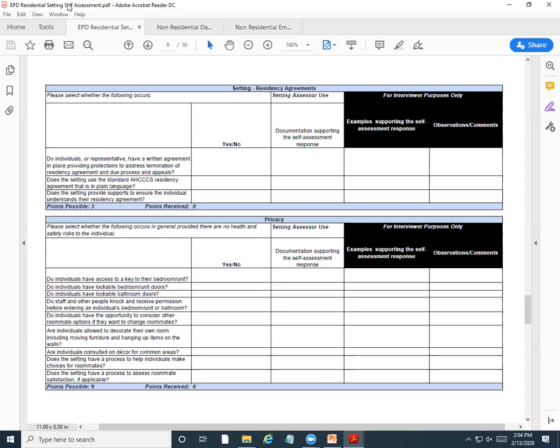Does the setting have a process to help individuals make choices for roommates? And does the setting have a process to assess roommate satisfaction? Again, the roommate issue is if it's applicable. If all of your members have rooms without roommates, you wouldn't have to worry about a lot of this, but for those that do have roommates, it's important to know that we're helping members make those decisions about roommates and assessing roommate satisfaction.